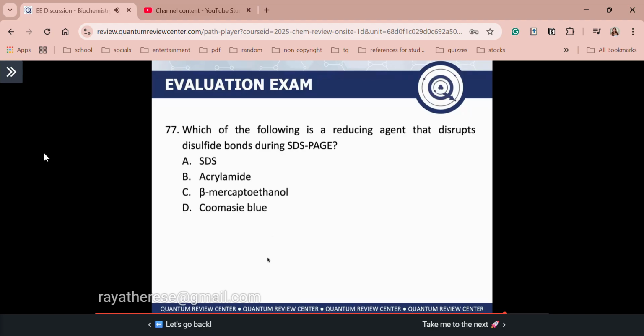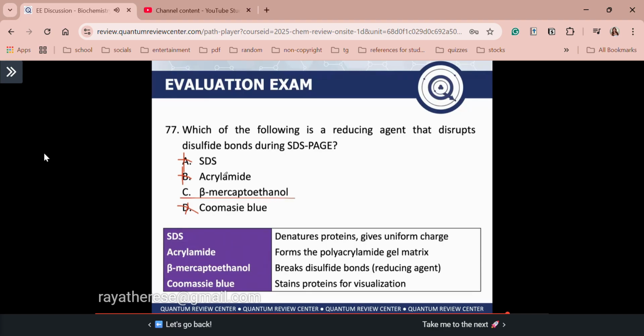Class, check the choices. Letter A, SDS. No. Again, this is due to the nature of your proteins. Letter B, acrylamide. Sir, hindi ba gel matrix yan? Yes po. So it is not a reducing agent. Letter D muna, class. Coomassie blue is actually a stain, for visualization. And clearly, our answer here is beta-mercaptoethanol. It breaks your disulfide bonds by providing an alternative site of reaction in its thiol functional group. So class, for 77, our answer is letter C, beta-mercaptoethanol.